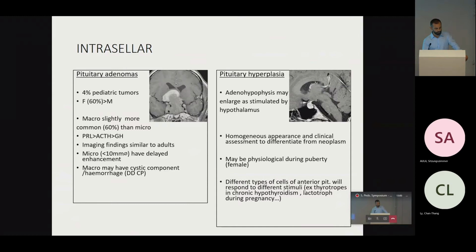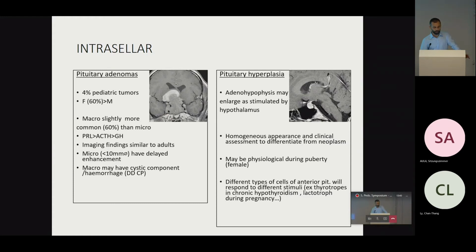Other pathologies that arise from the sellar region, so intrasellar, as you know, are adenomas, which are a bit rarer in the pediatric population than in adults. They share the same radiological aspect, but the clinical course may be different. Most of the time in kids, they affect more girls than males. Macroadenomas, which are more than 10 millimeters, are slightly more common than microadenomas. Functioning adenomas are also a bit more common. And they can also have a cystic component from hemorrhage, which also comes into differential diagnosis with craniopharyngiomas.